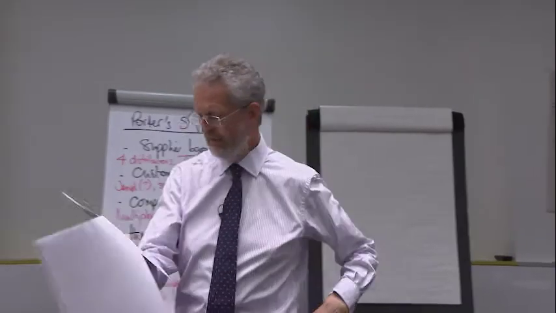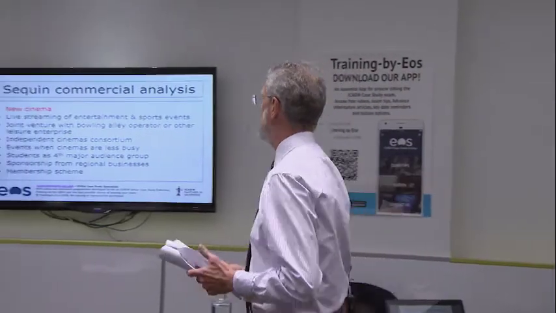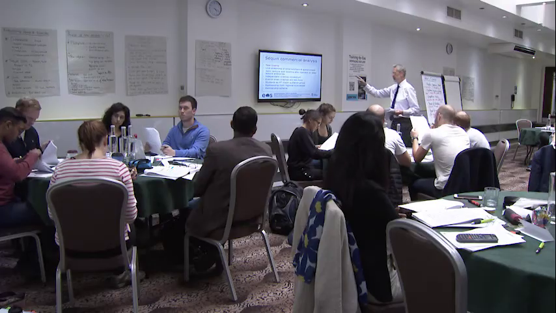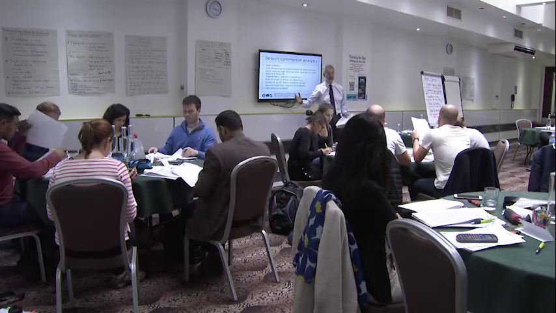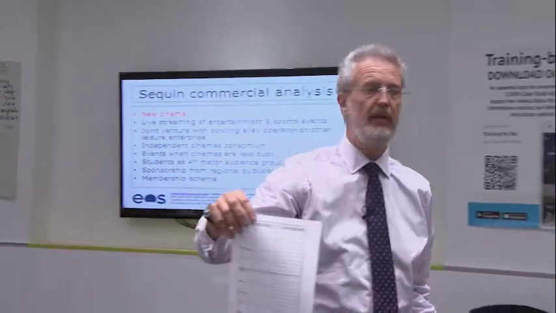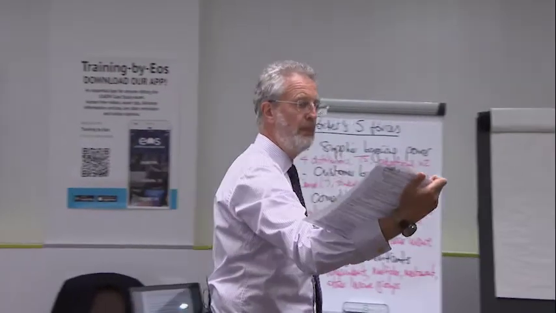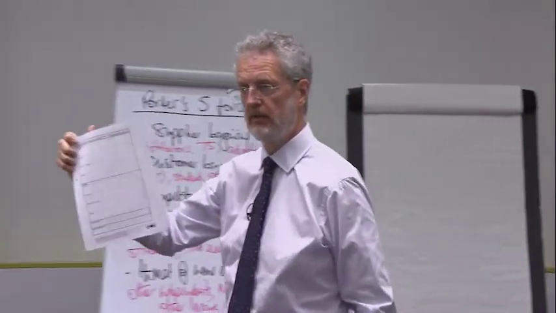So I've taken that off the list, and then added to the list is new cinema. It hasn't been put here, but clearly they're going to open new cinemas. They've got to do that. That's how they're going to keep growing. So you need to prepare one of these sheets for your requirement 2 discussion of benefits and risks, operational and strategic issues for opening a new cinema.